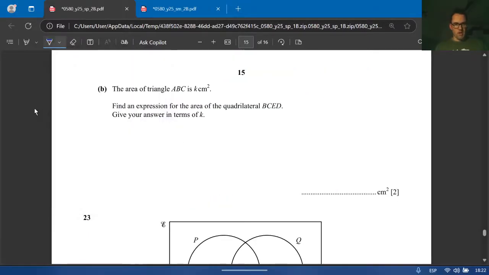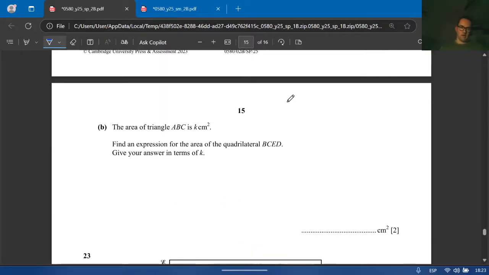Question B. The area of triangle ABC is k centimeters squared. Find an expression for the area of the quadrilateral BCED. Give your answer in terms of k. Look here, mate.